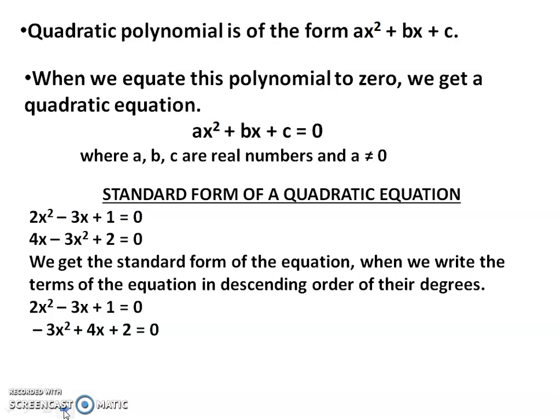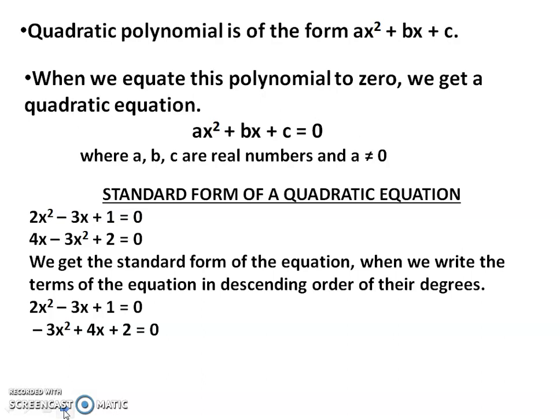Standard form of a quadratic equation. Students, see the next two examples given there. 2x square minus 3x plus 1 equal to 0. 4x minus 3x square plus 2 equal to 0. Here both the equations are having degree 2 as the highest one. So both the equations are quadratic equations.